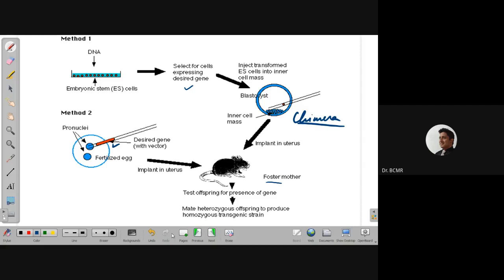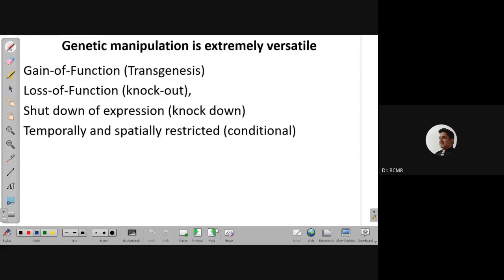From there we generate complete transgenic animals. By definition, a transgenic animal is an organism that has a transgene, a gene from outside, in its genome, and all of its cells should have it, and it should be inherited. In genetic manipulation, there are several ways: knock-in or transgenesis, knockout, and also knockdown. RNAi-mediated methods or other methods of shutting down the expression of a target gene come under knockdown.